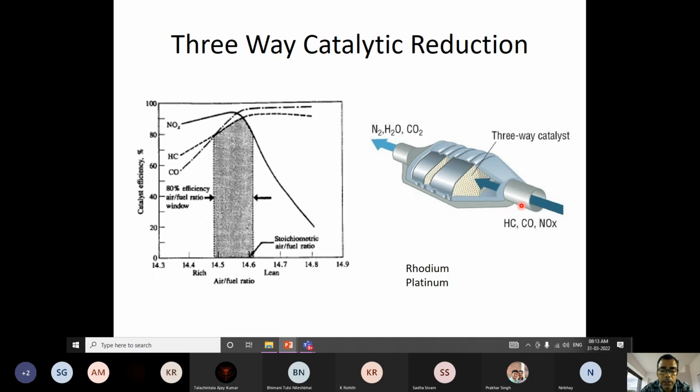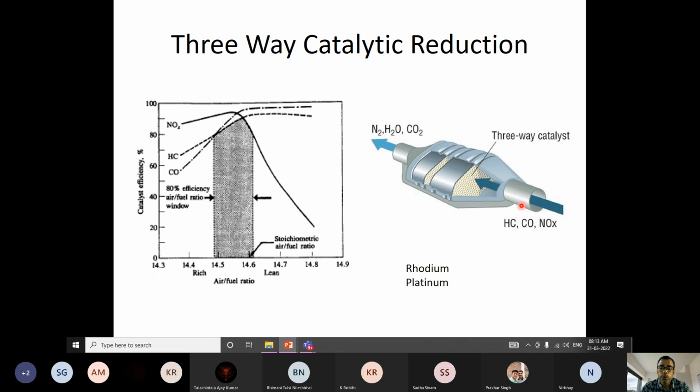But as we discussed in the last class, we cannot use EGR up to the maximum, up to an unlimited fraction. Otherwise, it is going to hamper the performance of the engine because it replaces the oxygen.